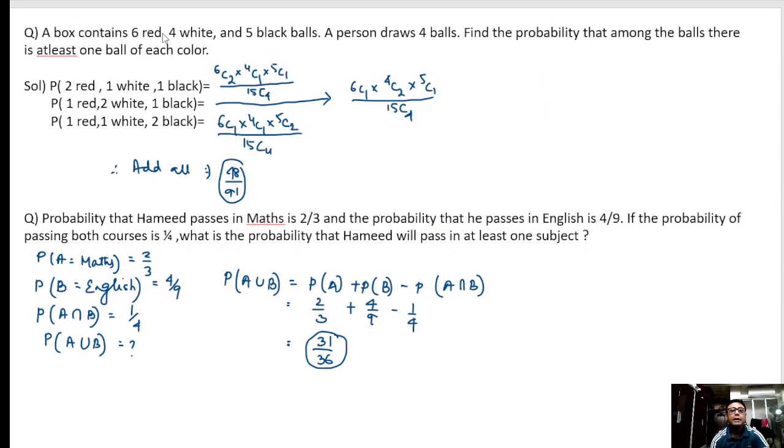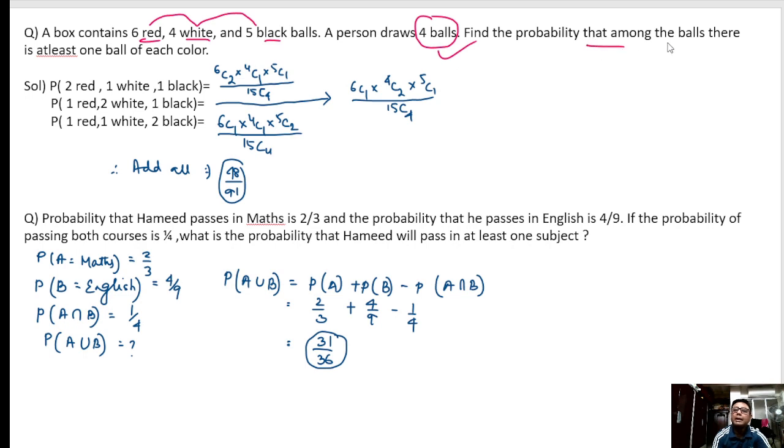Next, a box contains 6 red, 4 white and 5 black balls. A person will take out 4 balls. So in total there are 6 plus 4, 10 plus 5, 15. From 15 he will take out 4 balls.